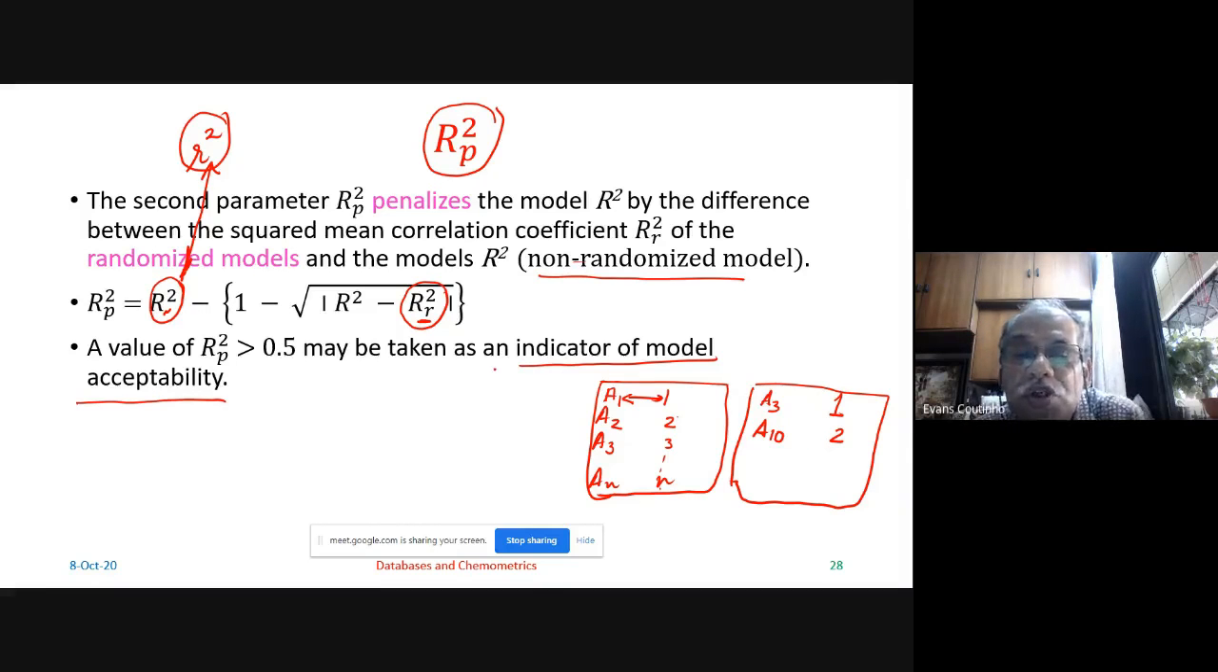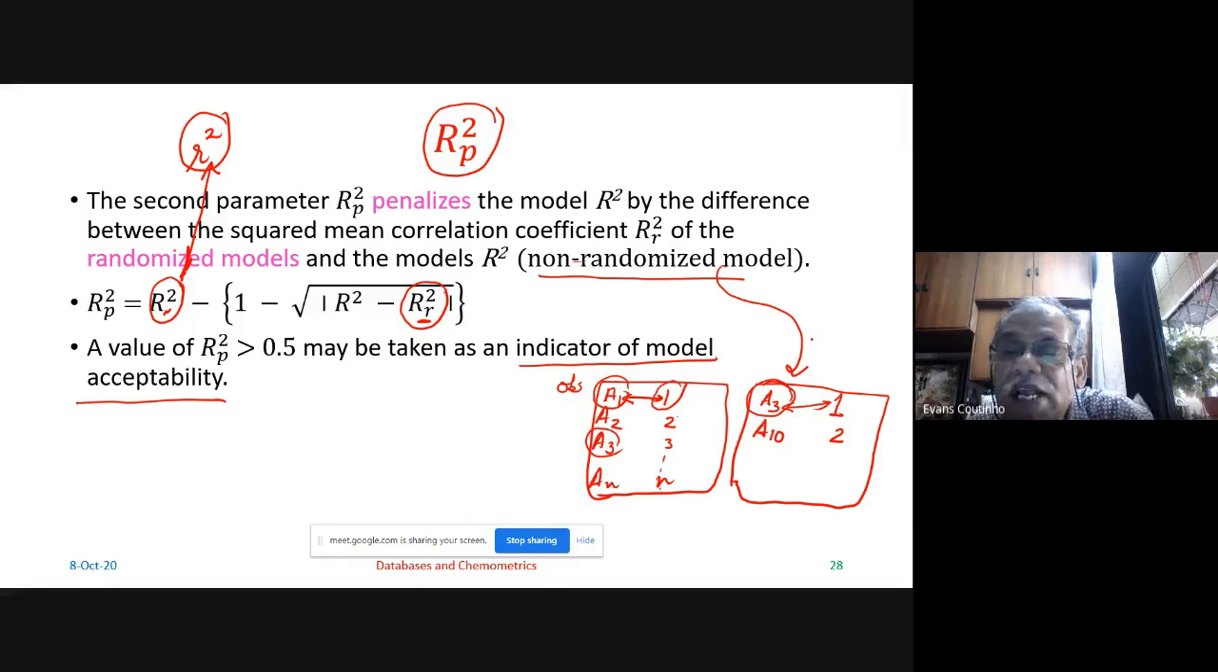So what you begin to do is shuffle the activities and the molecules. Originally, molecule number 1 had activity A1, that was the observed activity, the true activity. Now I'm giving it some fictitious activity. I'm giving the activity of molecule number 3 to molecule 1. Some wrong activity I'm giving. This is called a randomized data set.